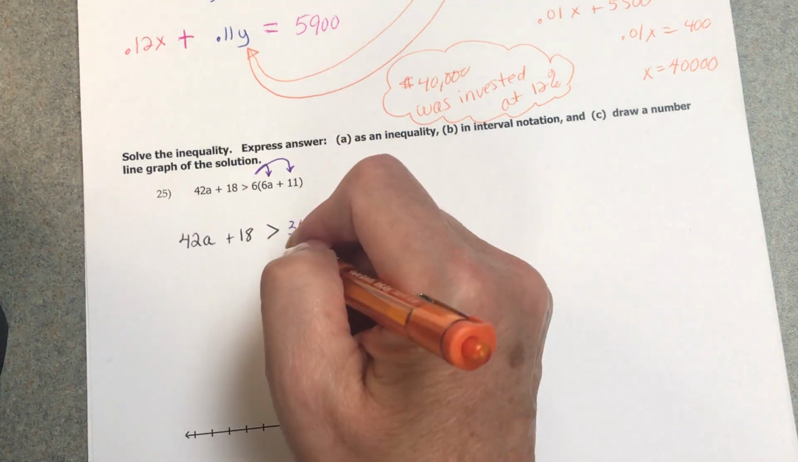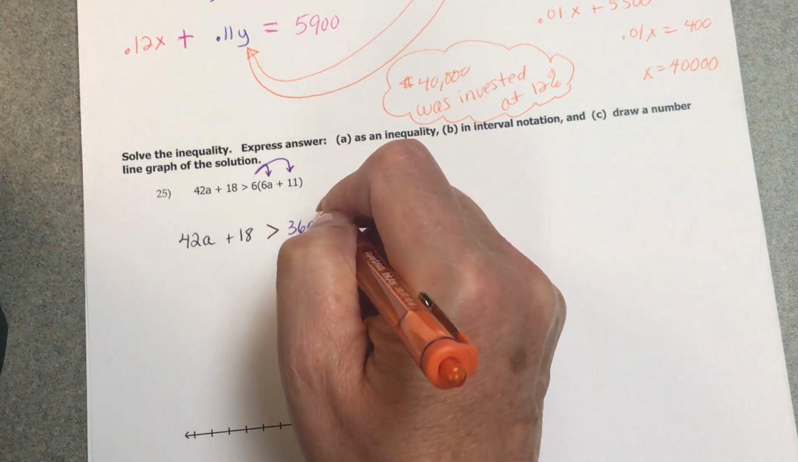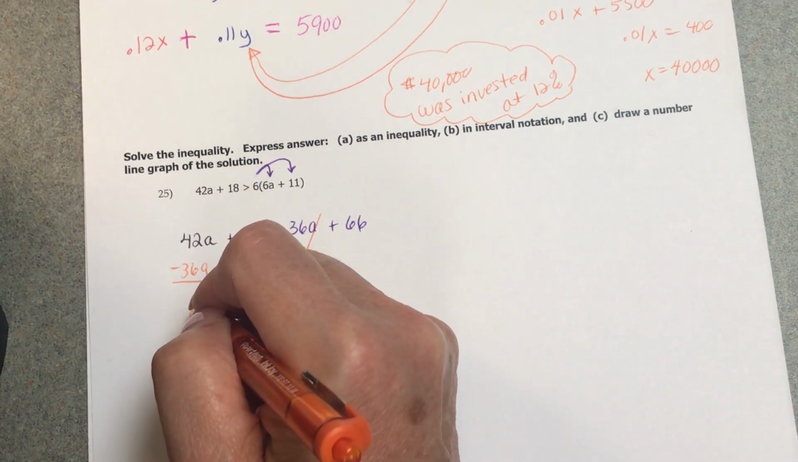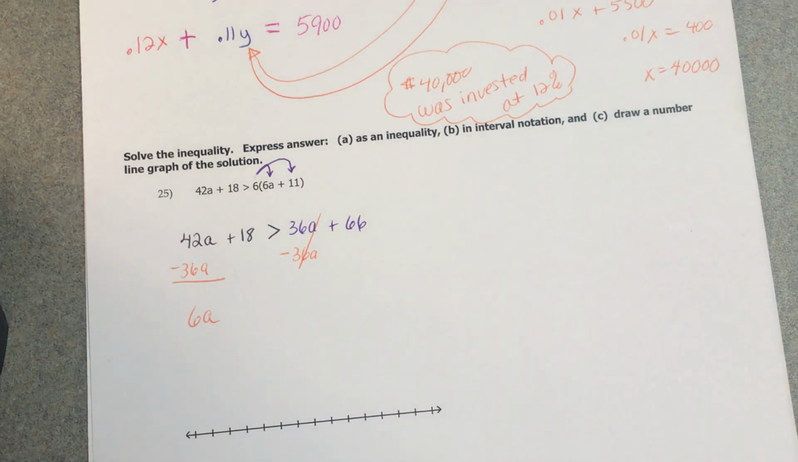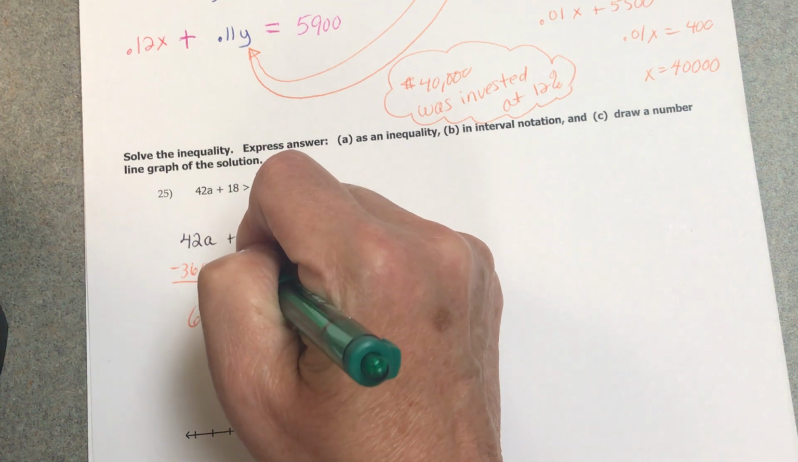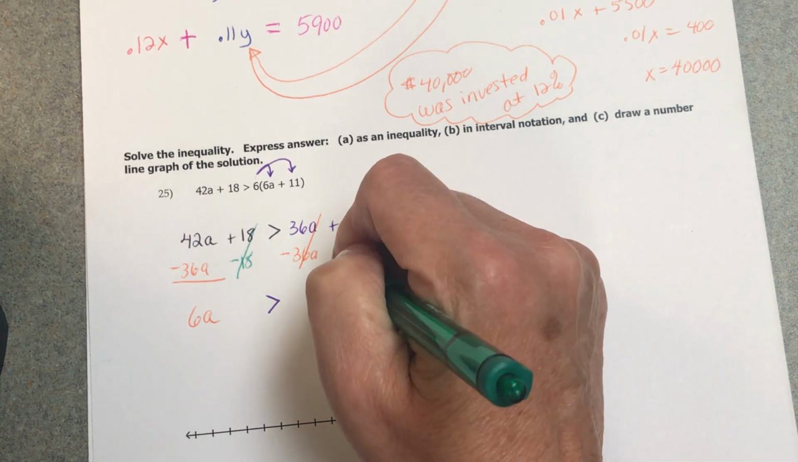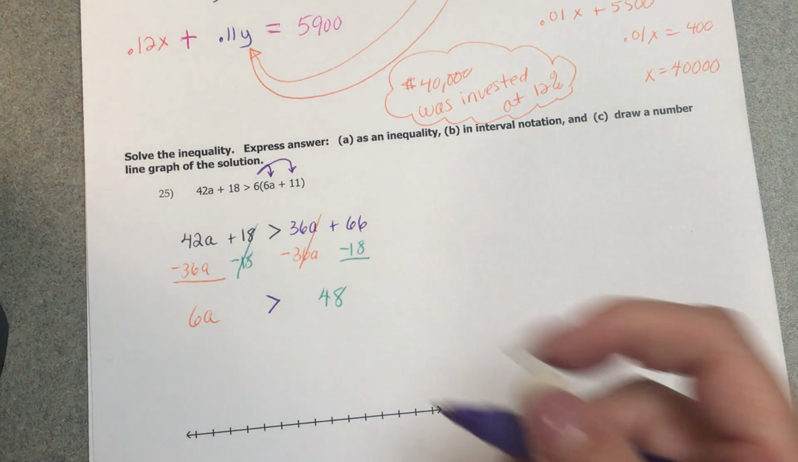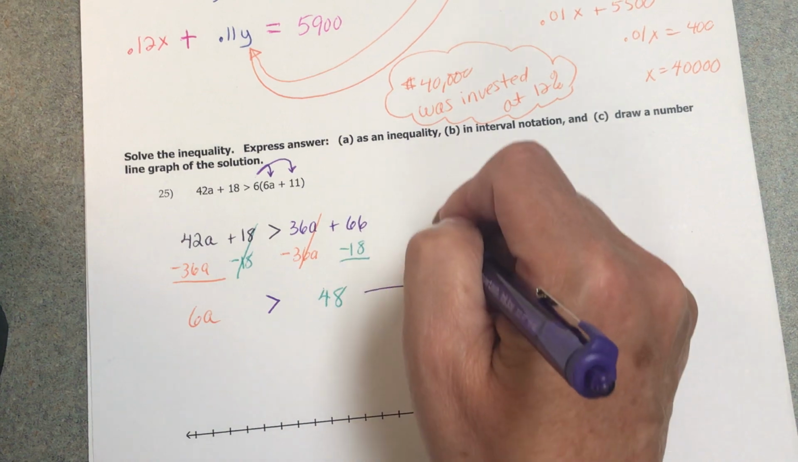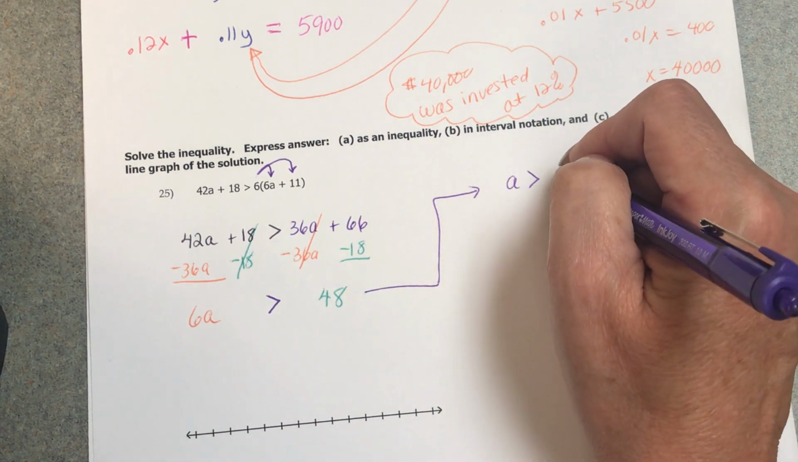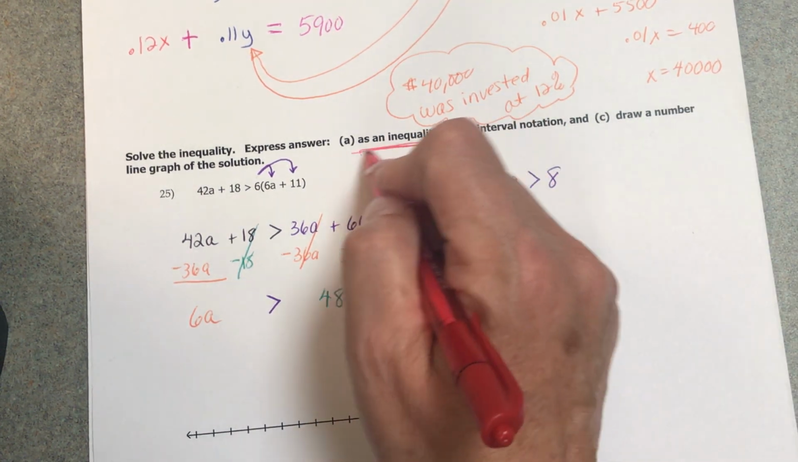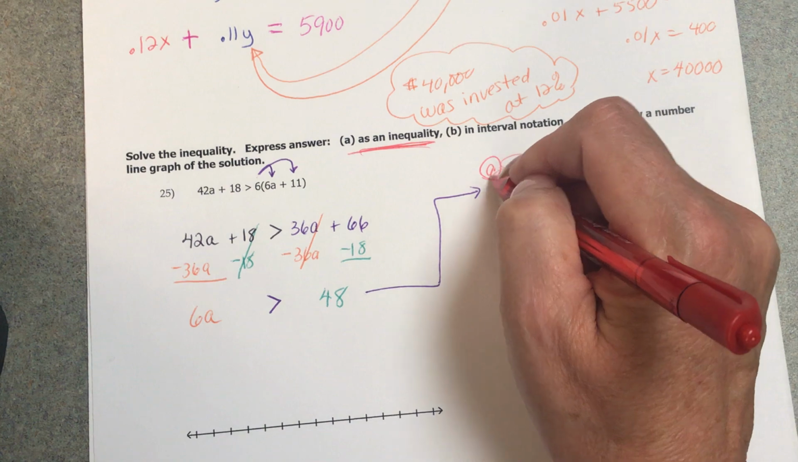And now I'm going to get all my a's on the left, so I'm going to subtract 36a. That's going to give me 6a on the left is greater than. And on the same breath, I don't want this 18, so I'm going to subtract 18 from 66, and 66 minus 18 is 48. And so when I divide by 6, a is going to be greater than 8. So part A is express it as an inequality. So here's part A. There's my answer.